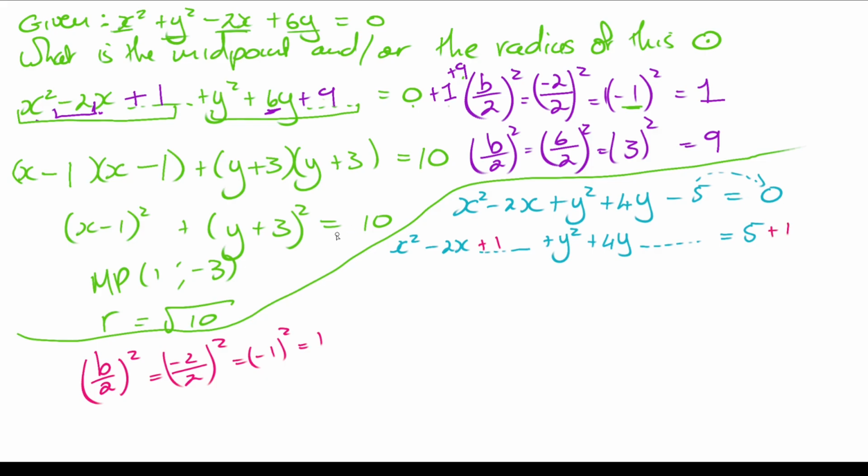And now we're going to do the same for y. It's b over 2 squared equals 4 over 2 squared equals 2 squared equals 4. So plus 4. What am I doing?